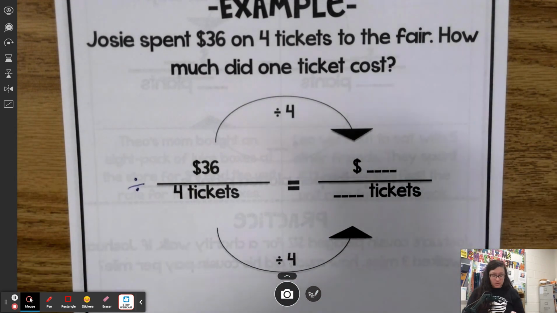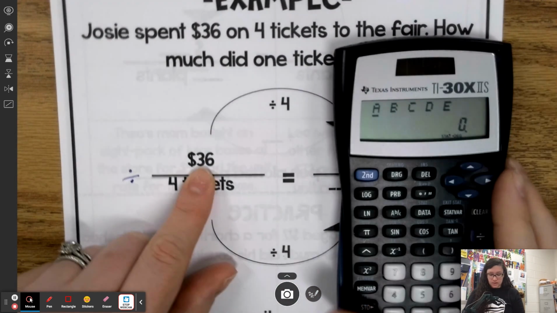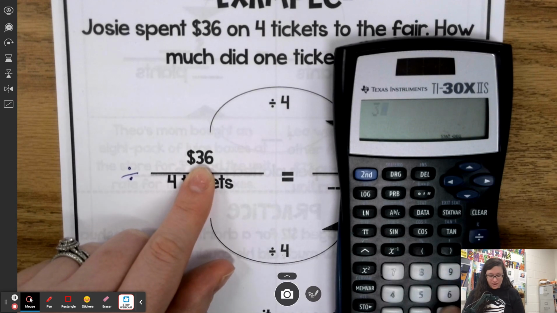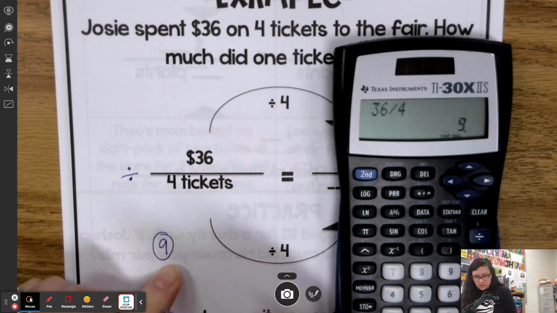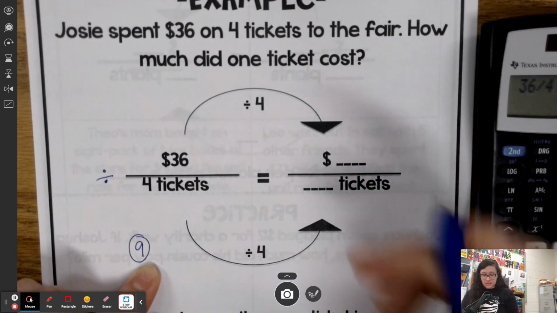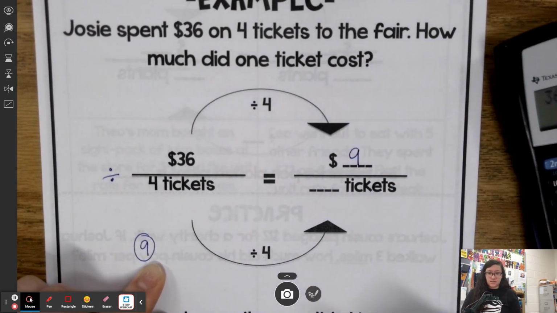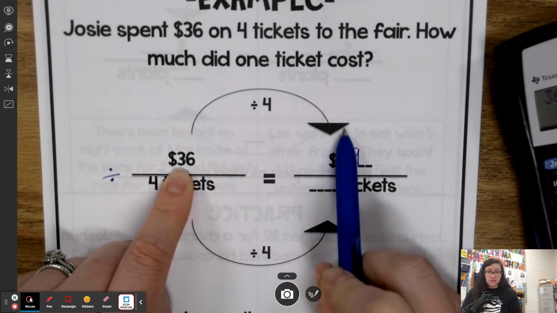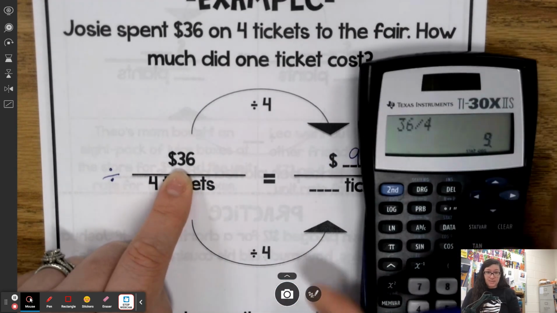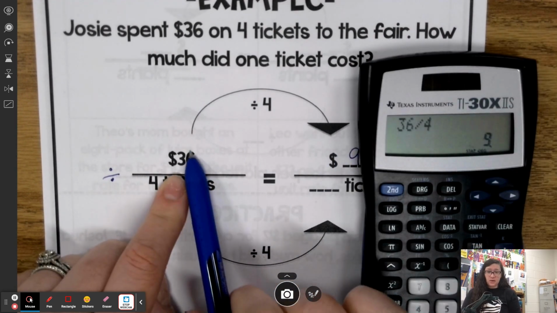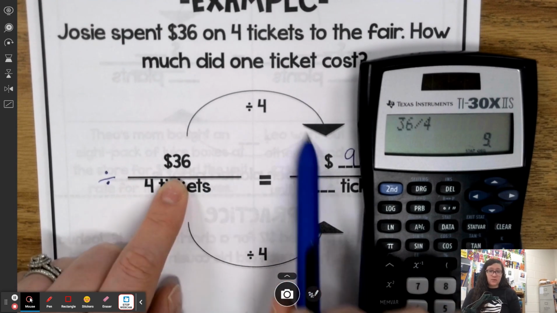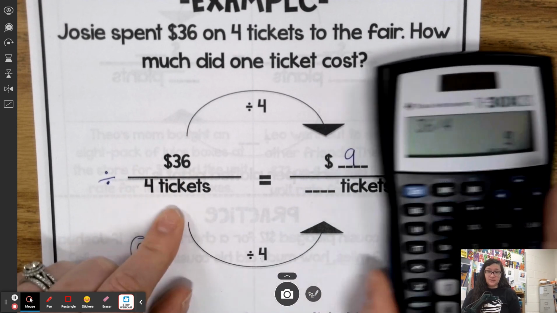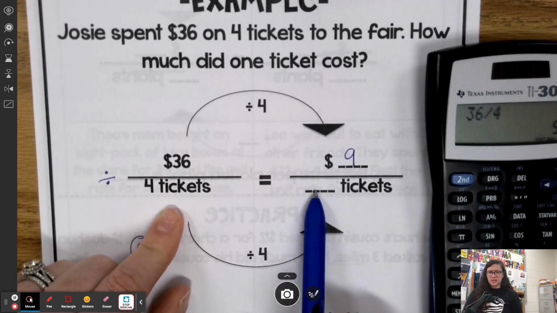So let's just go straight to our calculator and see what we get. Oops. 36 divided by 4 gives me 9. So that means that my answer should be $9. And let's check if we go this way too. It's the same math. Dividing by 4 this way or dividing by 4 this way, I'm still going to get that 9. Dividing by 4 here or here, I'm still going to get 9. And that'd be $9 for how many tickets?